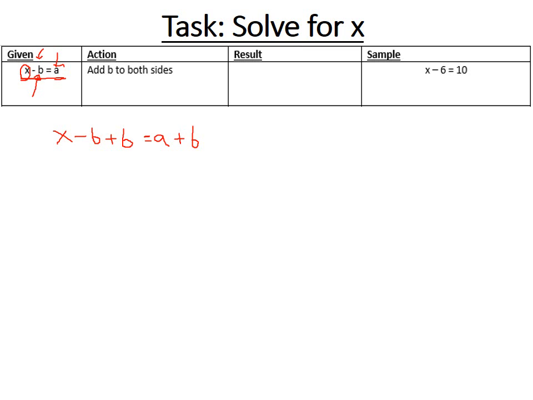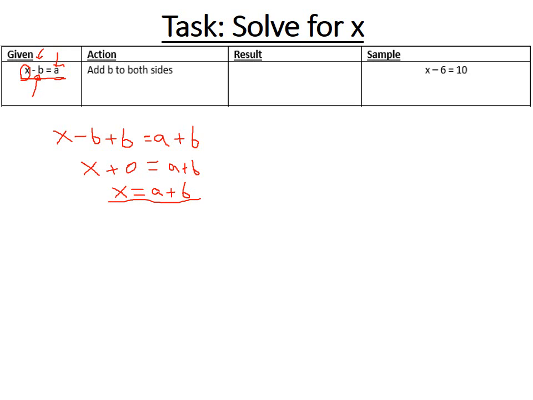So now we have x plus 0 is equal to a plus b. Now you don't have to put the plus 0. That x plus 0 is x, so you can just have x is equal to a plus b. And so now you've solved for x.